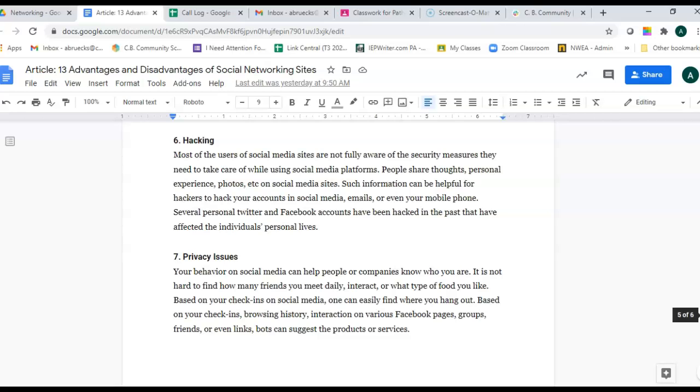Which leads us into number 7, privacy issues. Your behavior on social media can help people or companies know who you are. It is not hard to find how many friends you meet daily, interact, or what type of food you like. Based on your check-ins on social media, one can easily find where you hang out. Based on your check-ins, browsing history, interaction on various Facebook pages, groups, friends, or even links, bots can suggest the products or services.